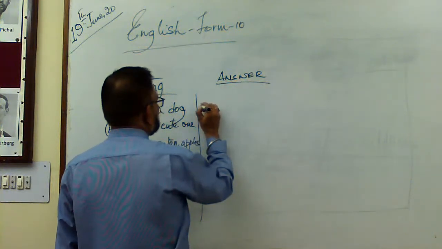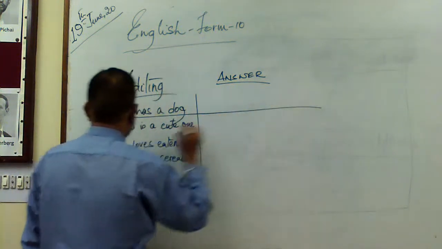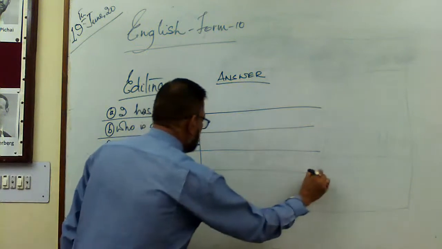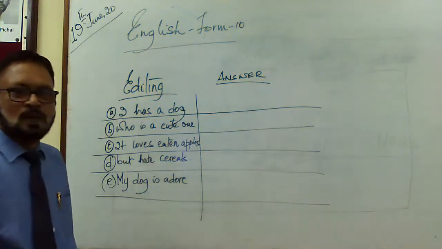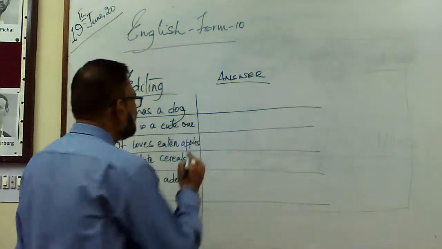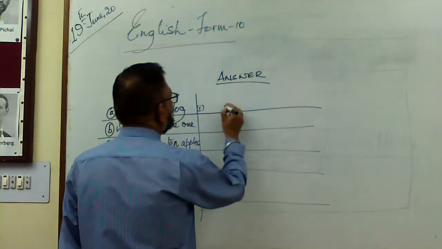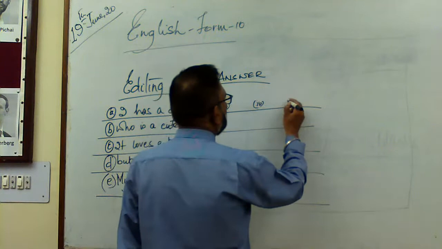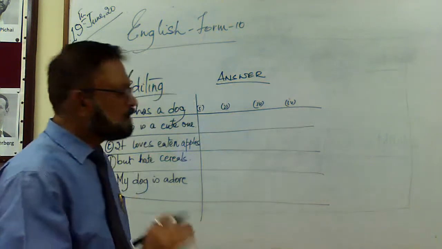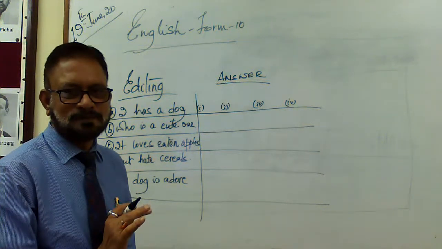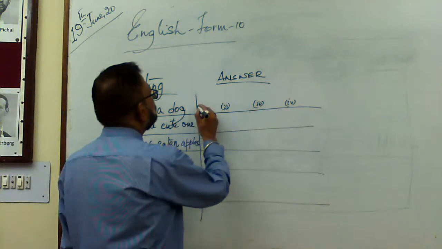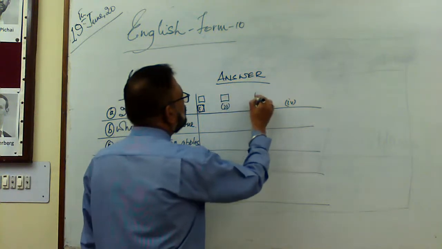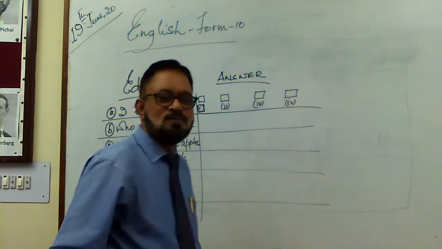Correct. So there will be four options, say A, B, C, D, E, or 1, 2, 3, 4. Four answers will be given, and you have to put a tick mark in one of them, or they are just put as blanks and you need to put a tick mark in the right one.